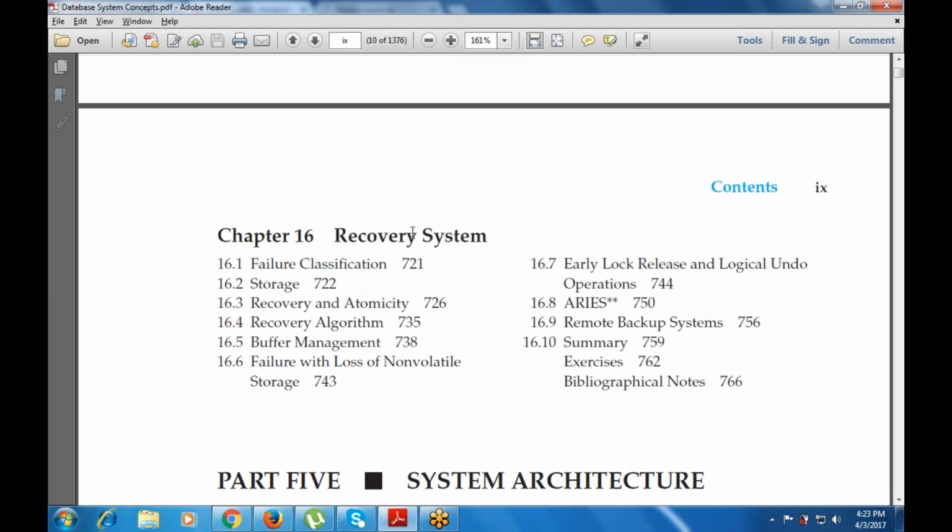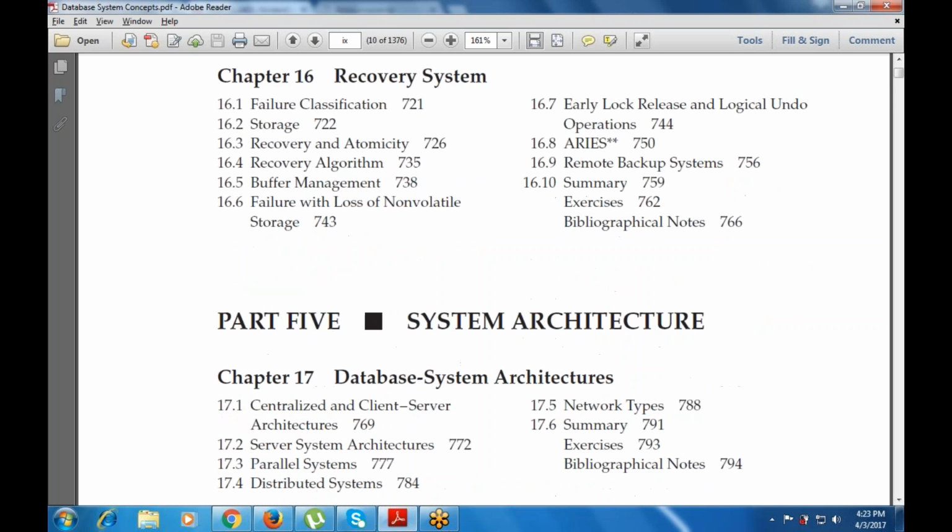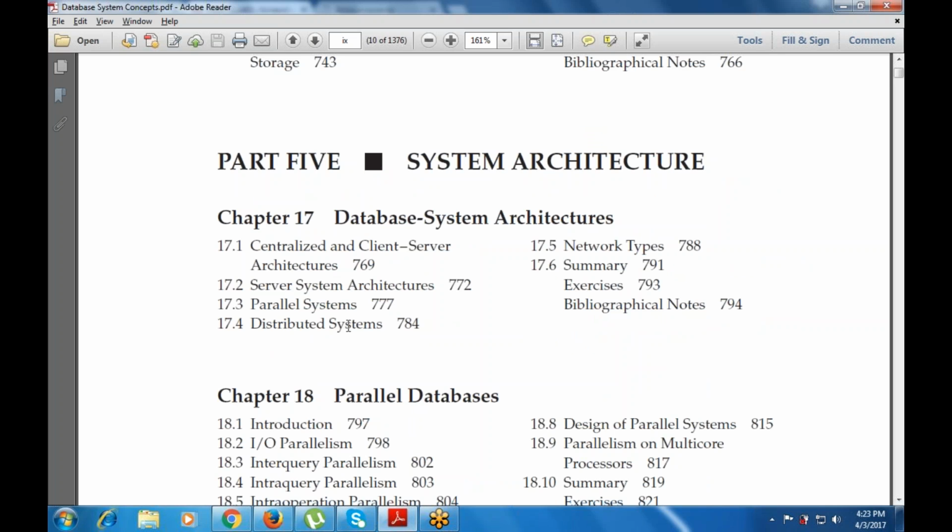Then chapter number 16 is the recovery system. That includes failure classification, storage, recovery and atomicity, recovery algorithm. Then ARIES, that is early lock release and logical undo operations. Then part number 5 is system architecture. What is the system architecture that is available over here? How is it used? Then chapter number 17.